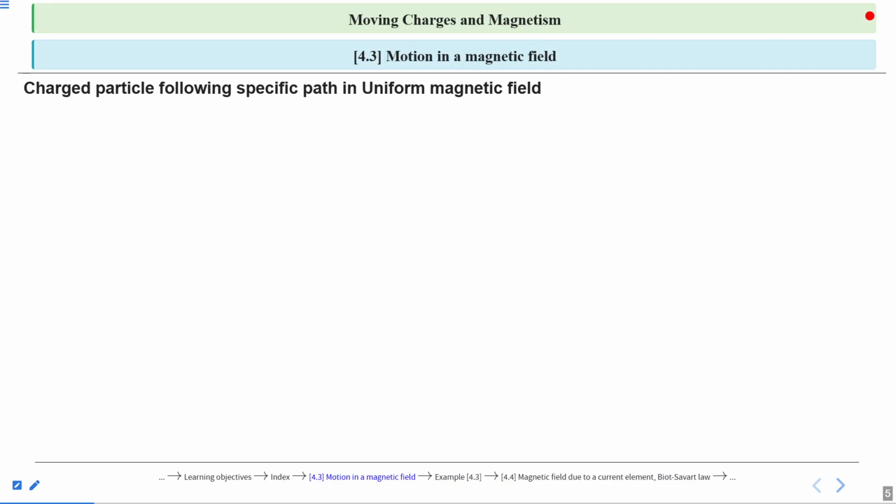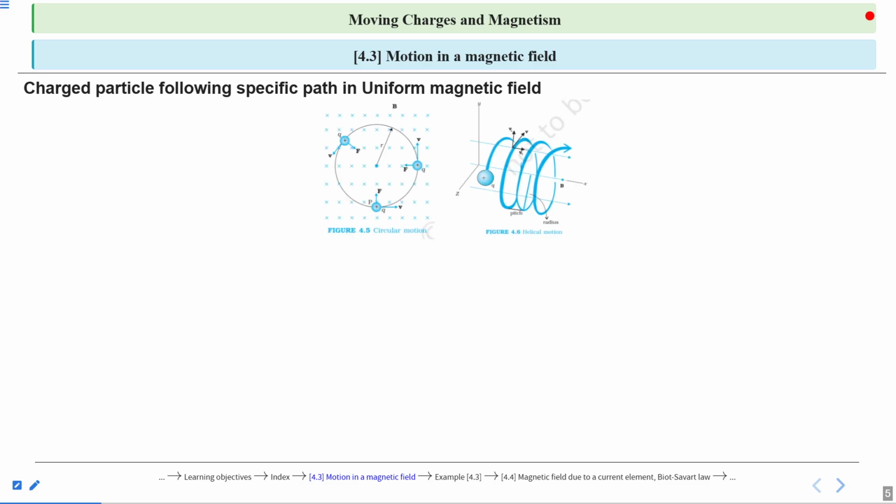So the topic is NCERT section 4.3 motion in a magnetic field. A charged particle follows a specific path in a uniform magnetic field. This is figure 4.5 and figure 4.6. In figure 4.5 there is a circular path of a charged particle, and in figure 4.6 there is a helical motion. So we are going to discuss these two types of motions of a charged particle in a uniform magnetic field.